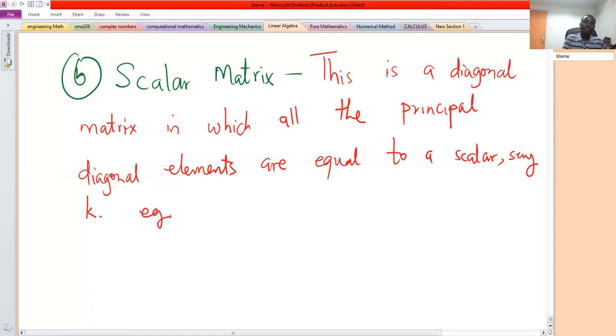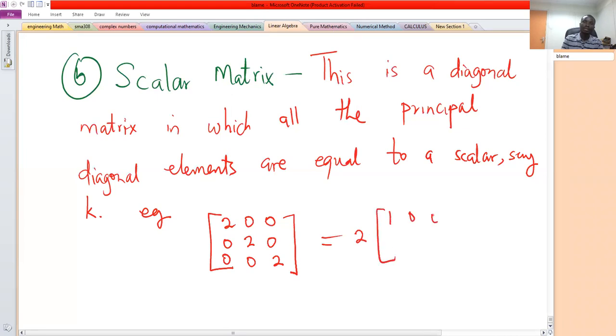For example, if we have a matrix of the form 2, 0, 0, 0, 2, 0, 0, 0, 2, this is a scalar matrix because it's already diagonal and it can be written as 2 times the matrix 1 0 0, 0 1 0, 0 0 1. So this is an example of a scalar matrix.